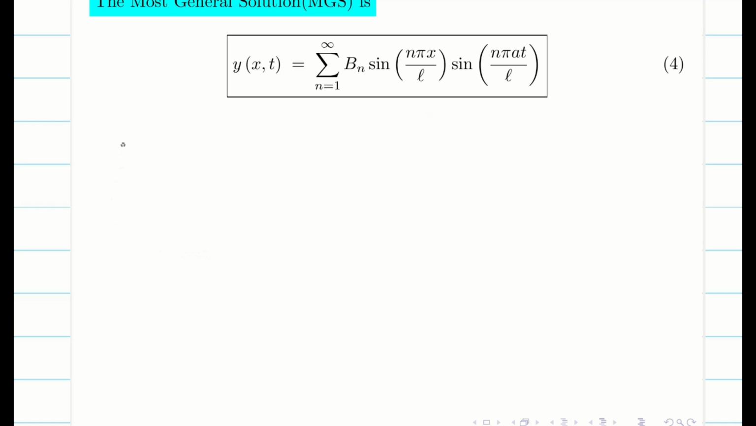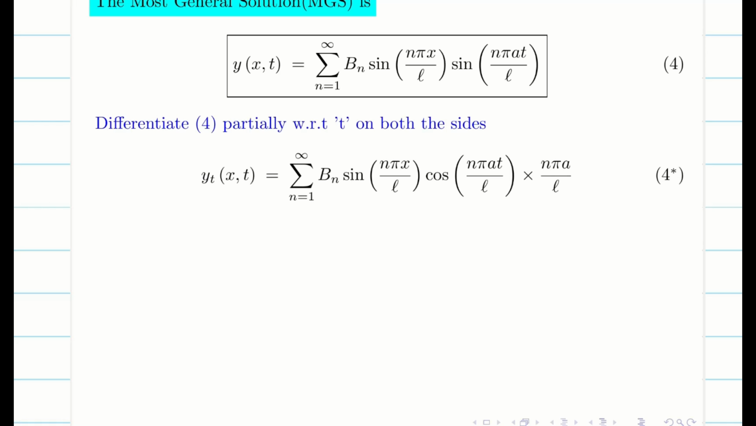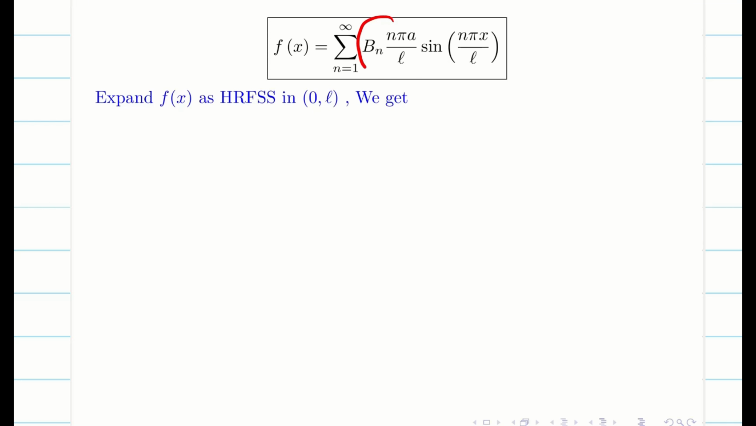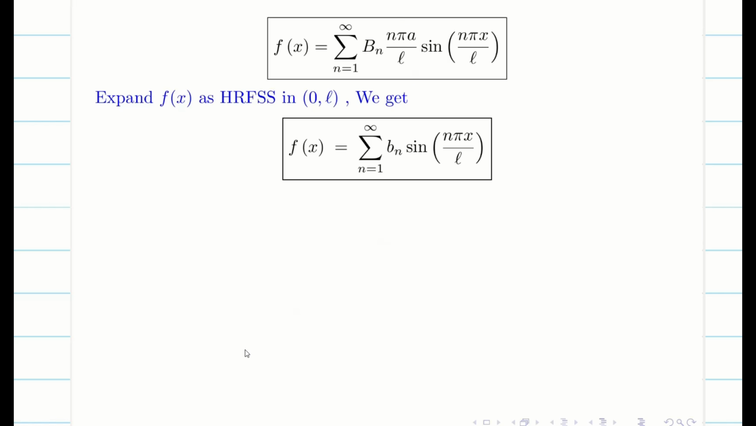Now to apply condition 4, it is y t of x comma 0 equal to f of x. I want to differentiate 4 partially with respect to t on both sides. Now take it as 4t star. Apply condition 4 in 4t star. My y t of x comma 0 is my function f of x, and cos 0 will become 1. We'll get this equation. Now consider this capital Bn into n pi a by L as small bn. Now we can easily find bn, where small bn is nothing but my half range Fourier sine series.